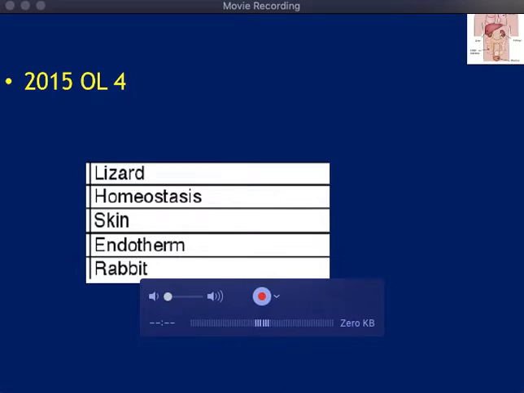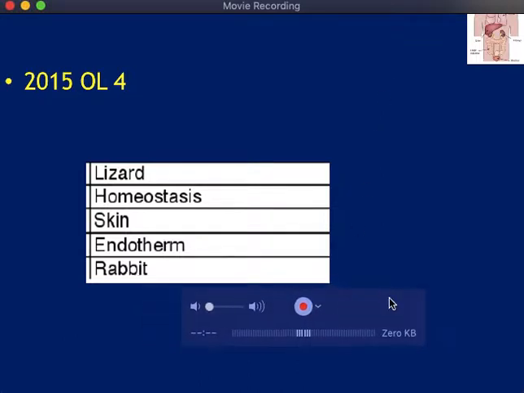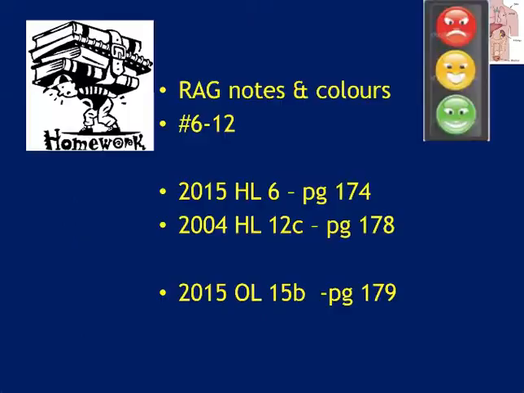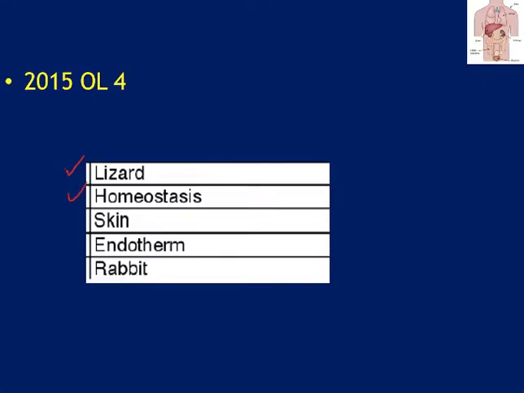So we're going to continue on with our excretion topic. So this was our homework question. It asked you to describe an animal who is dependent on its external environment. That's lizard. It asked you what was the term to describe maintaining a constant internal environment. That is homeostasis. An organ is your skin. The term for an organism that uses its own metabolism to regulate its body temperature is endotherm, and a rabbit is an example of an endotherm.